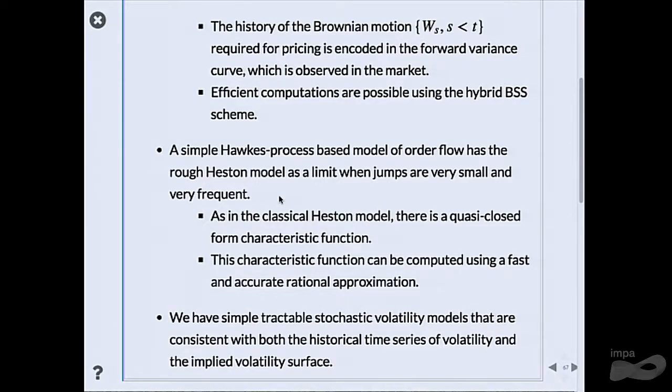If you go to our pricing paper, I thought I was going to present this here, but fortunately, I calculated the time more or less correctly. In the paper, you'll see an example where we project out forward variance curves and show how they evolve after big events, and you can see that they evolve exactly consistently with this story.